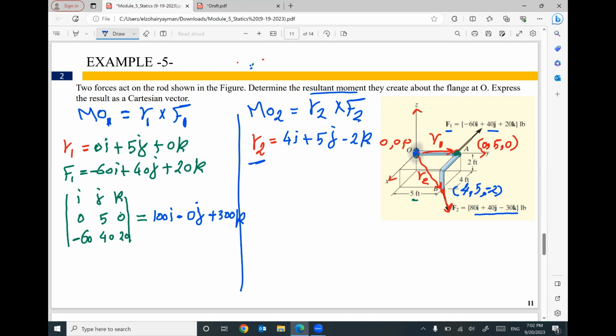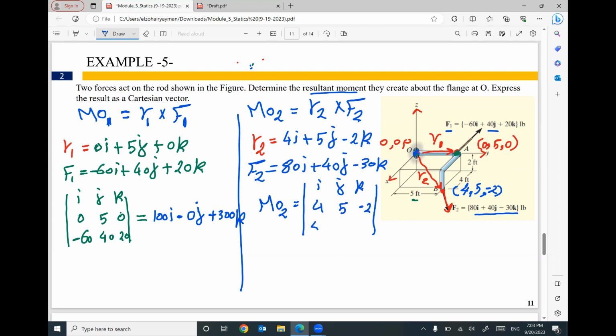And your force F2 is given. You are lucky. We are not looking for F2 as a vector. It's a given: 80i plus 40j minus 30k. So your moment of the second force about O will equal this determinant: i, j, k, 4, 5, -2, 80, 40, -30.